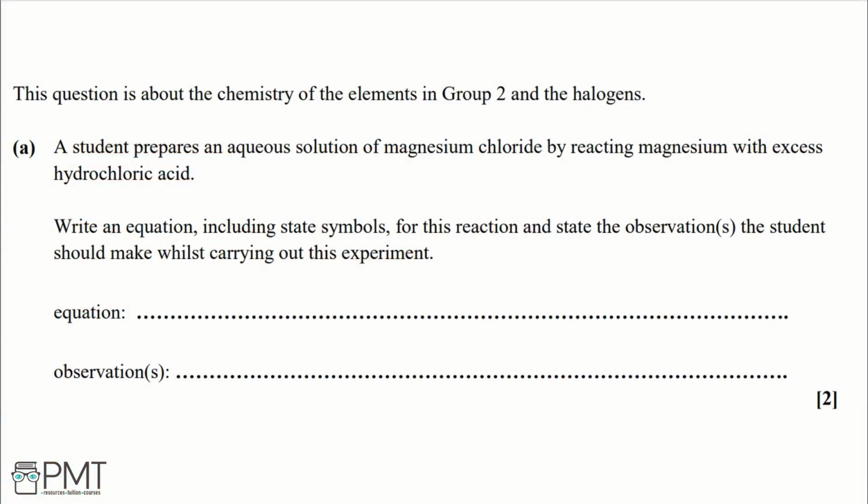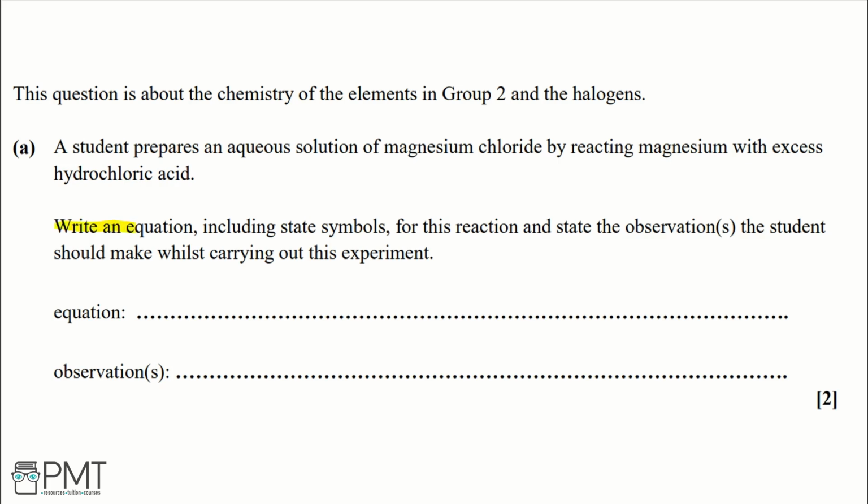This question is about the chemistry of the elements in Group 2 and the halogens. Part A. A student prepares an aqueous solution of magnesium chloride by reacting magnesium with excess hydrochloric acid. Write an equation including state symbols for this reaction and state the observation or observations the student should make whilst carrying out this experiment.